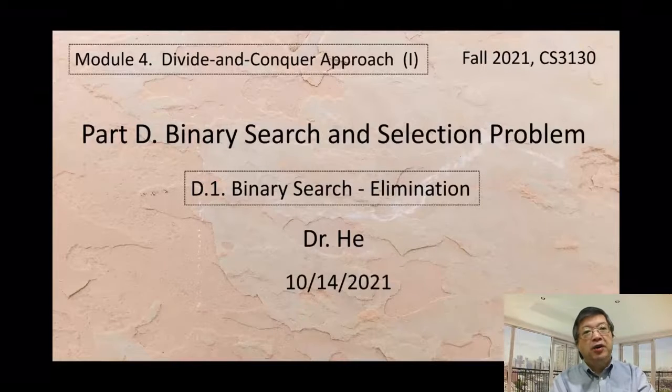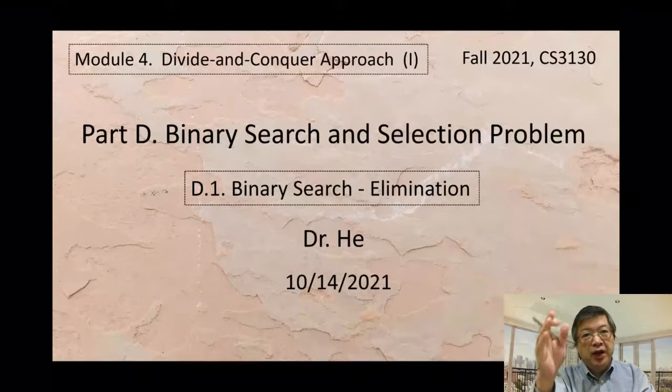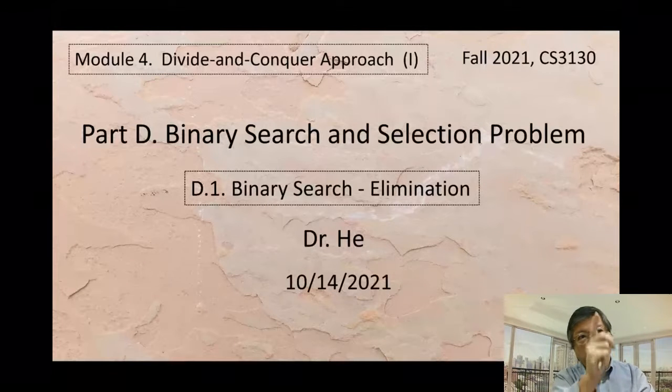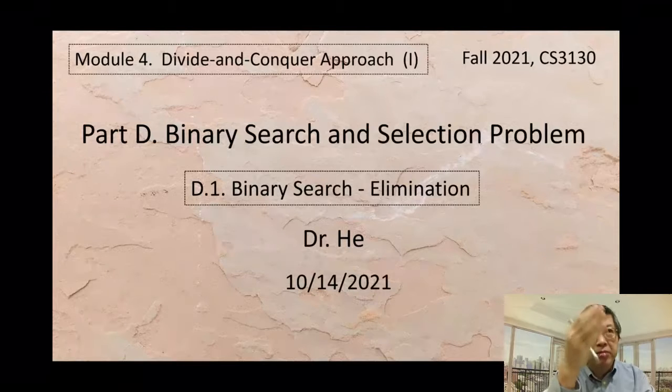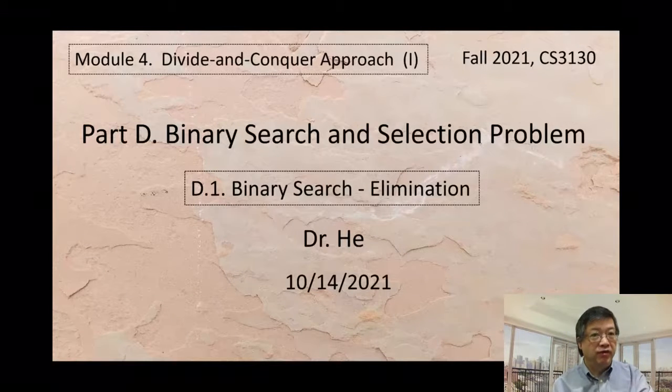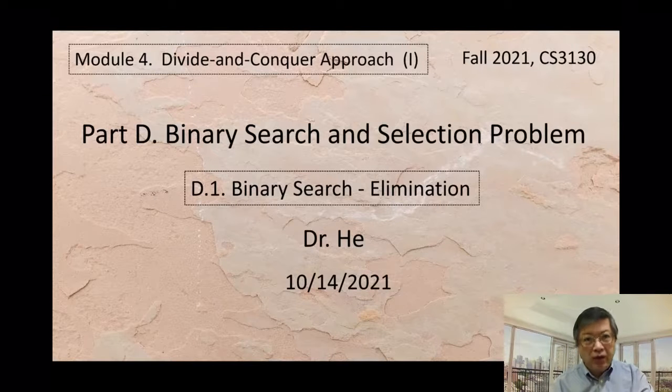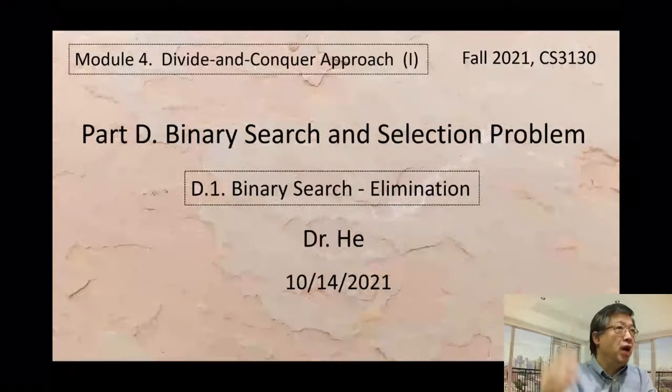Today we start part D, binary search and selection problem. Here you can see we will solve two basic, relatively simple problems. The first one, the well-known binary search. The second one, selection problem.